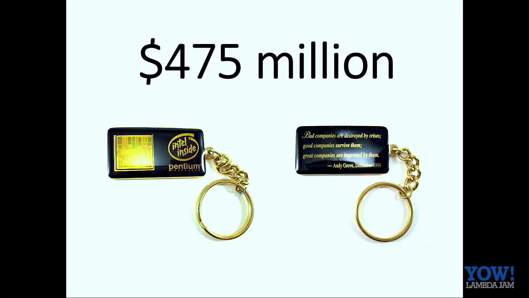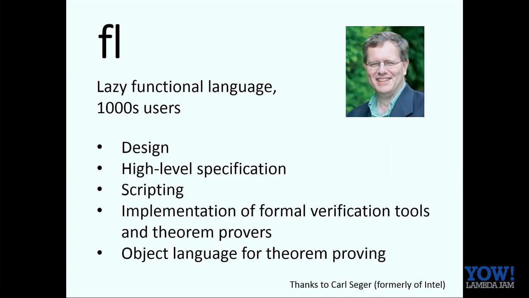What was the improvement? They hired this man, Carl Seeger, a former student at our university who'd learned lazy functional programming at the time, didn't understand what it was for. But at Intel, he built his own lazy functional language, which had hundreds of users within the company. And they used that for designing hardware, for writing the specifications, for scripting their tools. They built theorem provers for proving that circuits were doing the same thing before and after transformation. And this was a huge success.